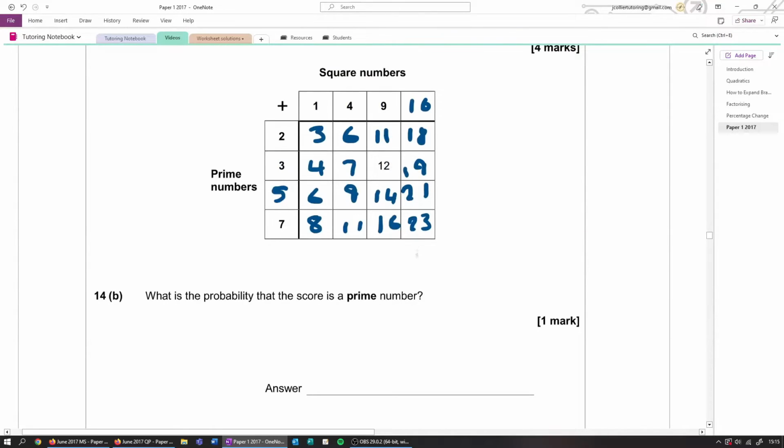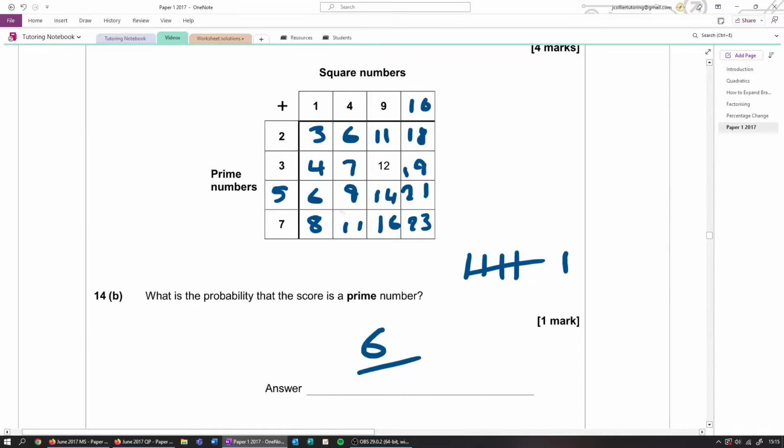Okay, so how many of these numbers in here are prime? Well, there's the 3, so I'll make a tally. The 11. There's the 7. There's the 19. There's another 11. And there's a 23. So there are 6 primes.